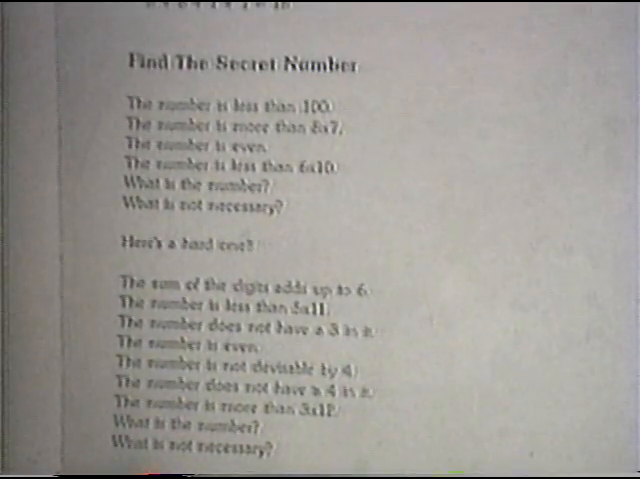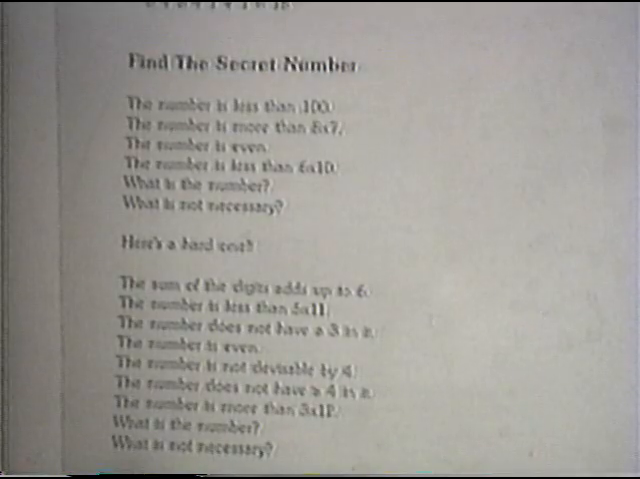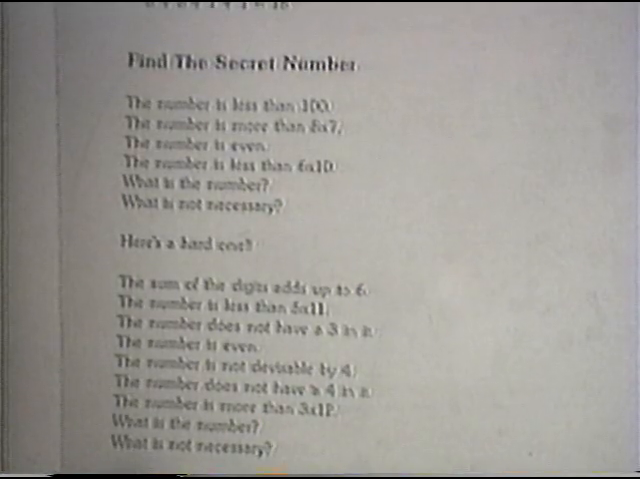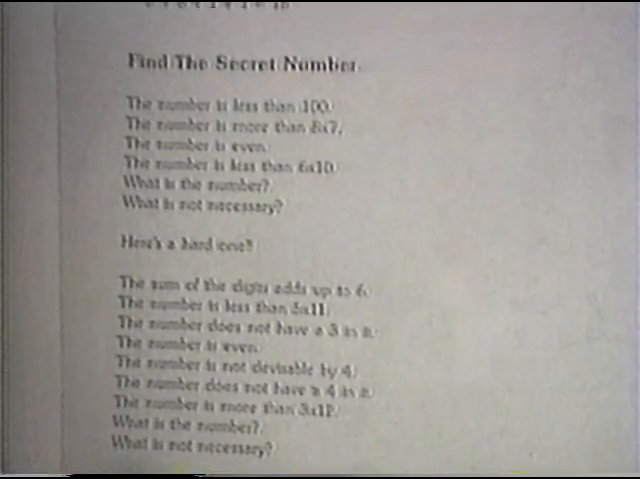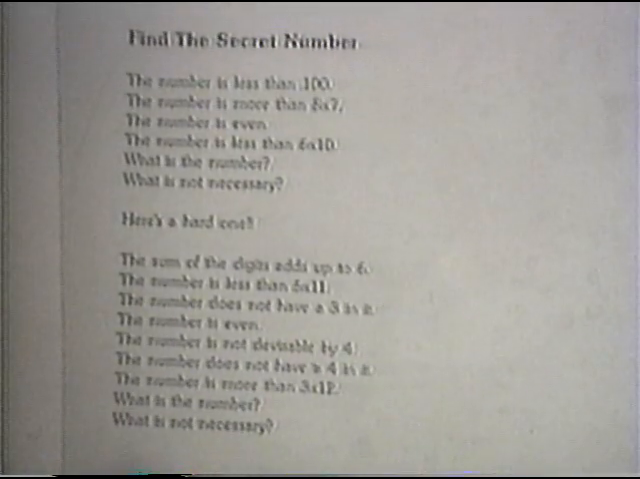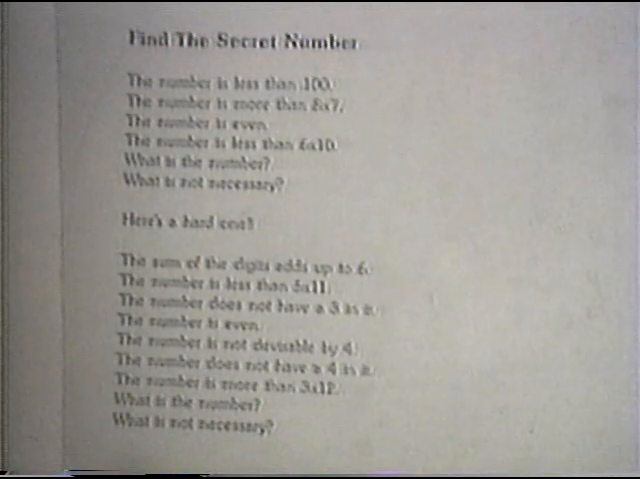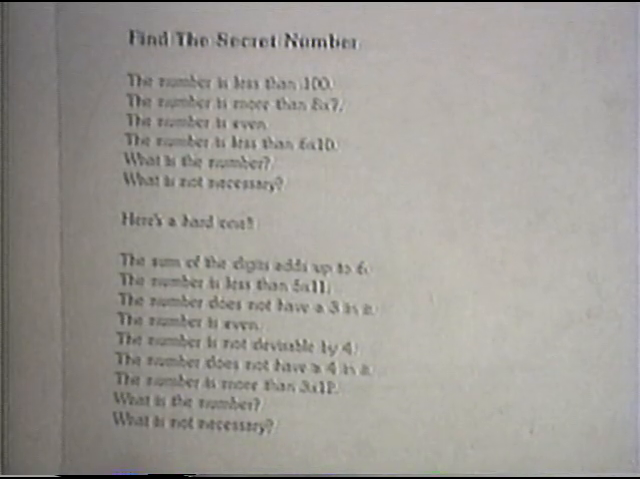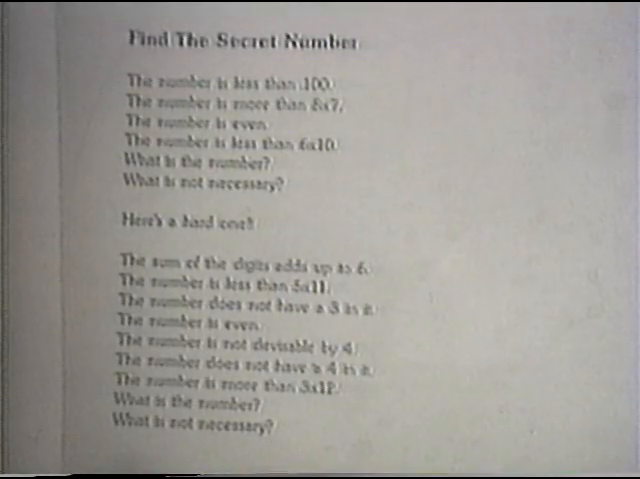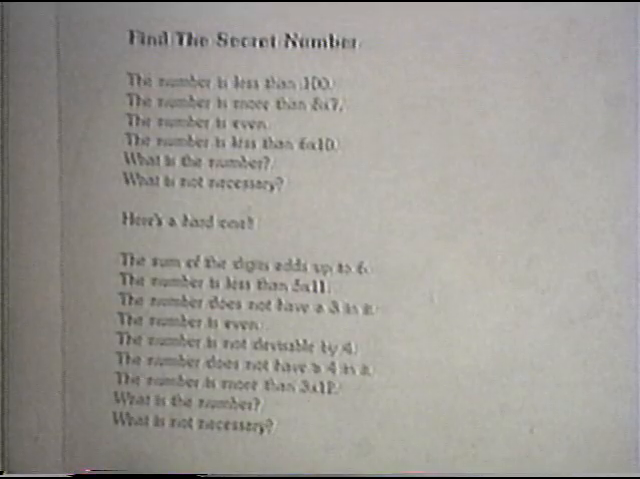Here's a hard one. The sum of the digits add up to 6. The number is less than 5 times 11. The number does not have a 3 in it. The number is even. The number is not divisible by 4. The number does not have a 4 in it. The number is more than 3 times 12. What is the number? What is not necessary?